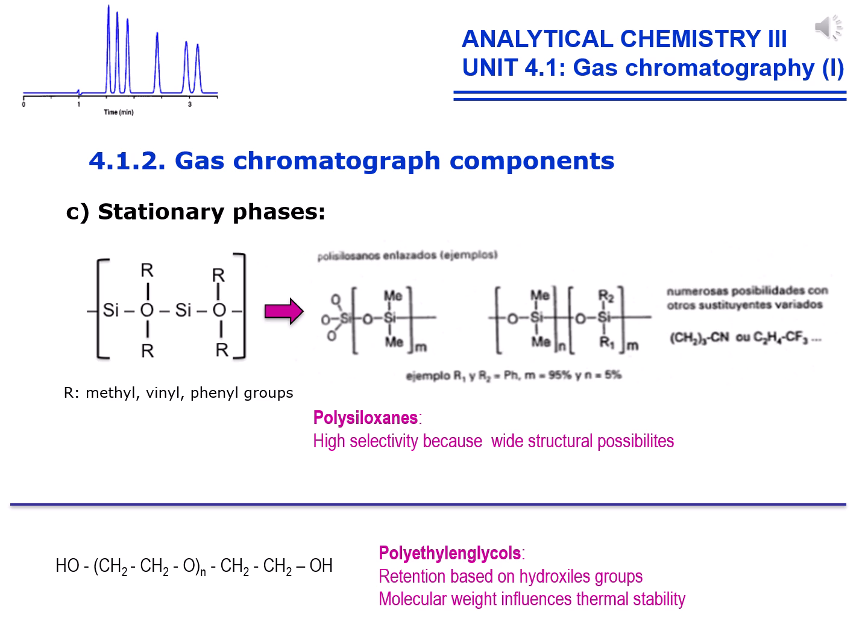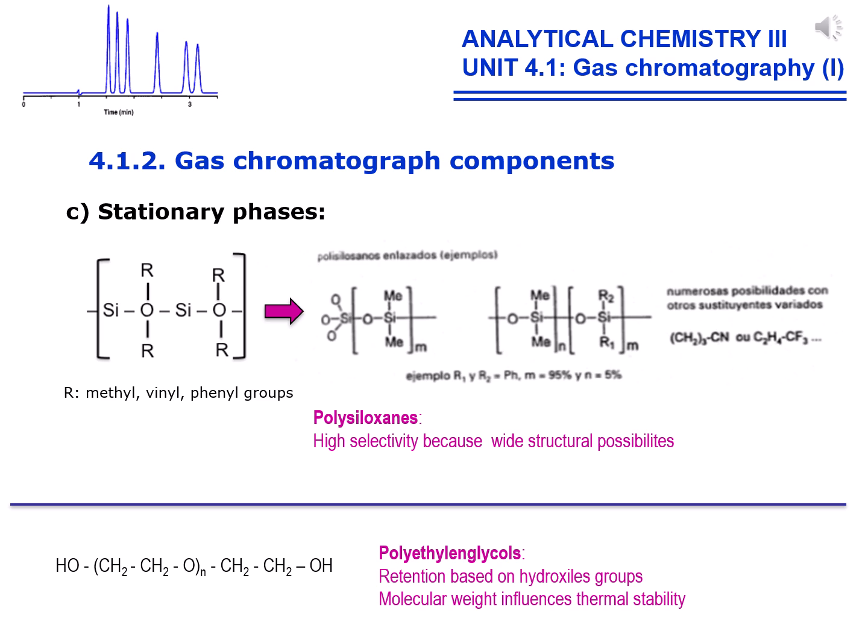Polysiloxanes are based on the general structure represented in the slide, where R can correspond to methyl, vinyl, phenyl groups. The whole structure can be substituted by a single group or by mixtures. The great possibilities of structural variation of these compounds make it possible to obtain highly selective stationary phases.